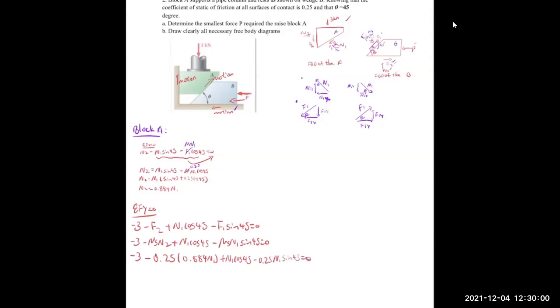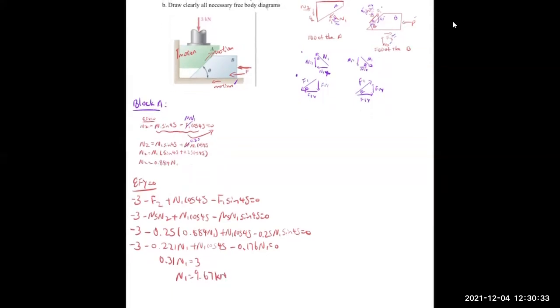Okay. So let's further break it down. -3 minus 0.221 N1 plus N1 cosine of 45 minus 0.176 N1 equals 0. All right, let's further break it down. 0.31 N1 equals 3. Then we solve for N1, so the N1 is equal to 9.67 kilonewtons.